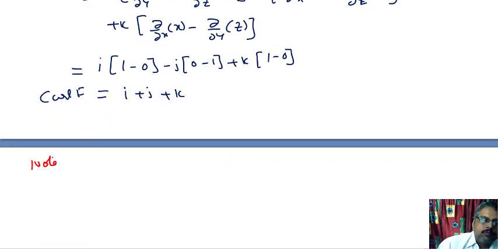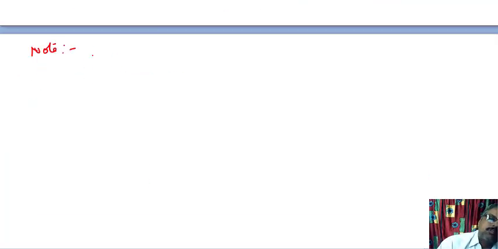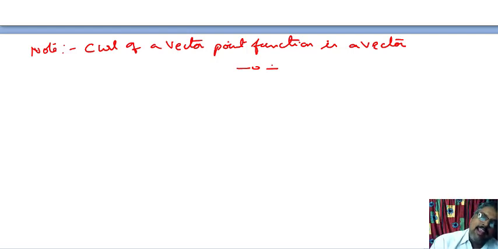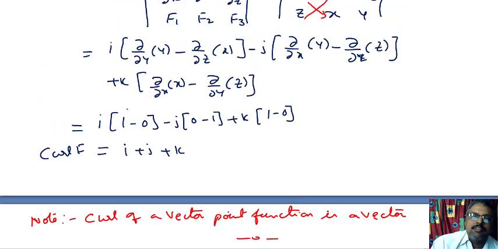Note: curl of a vector point function is a vector. Earlier we discussed that the gradient of a scalar point function is a vector, and the divergence of a vector point function is a scalar. Now here, curl of a vector point function is a vector. Now this is a simple question.